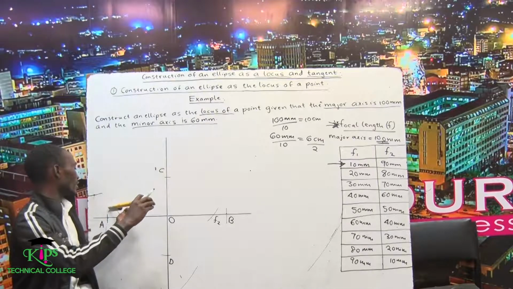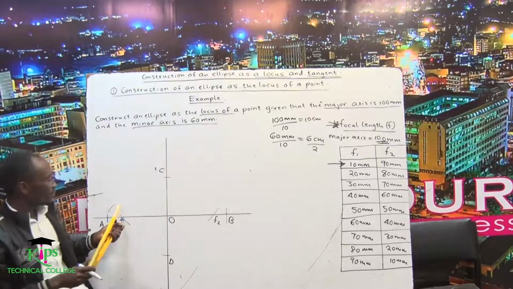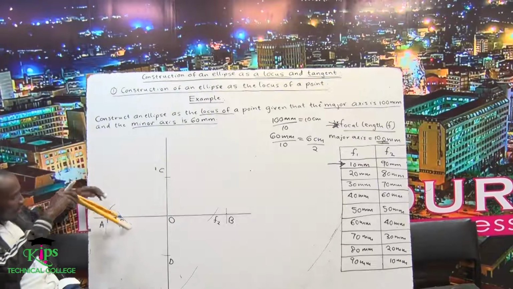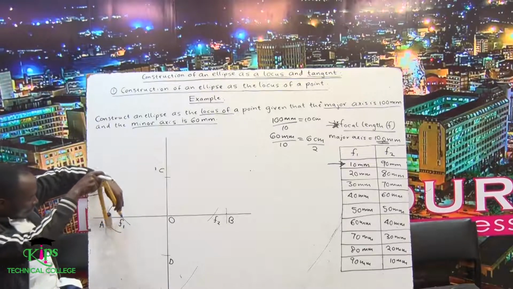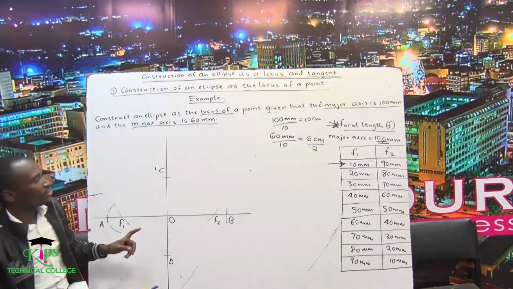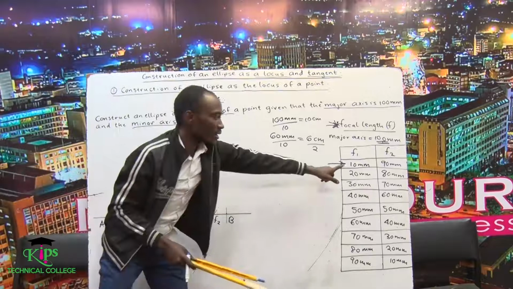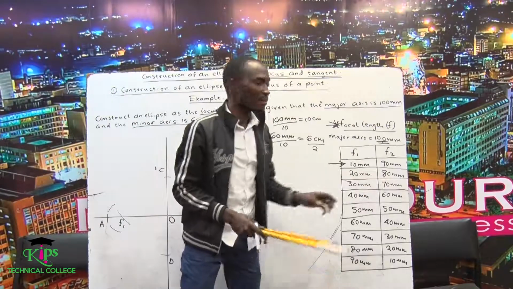I should put an arc like that on top, then at the bottom also put another arc like that. That is at F1. So I should go to F2, 90 millimeters.